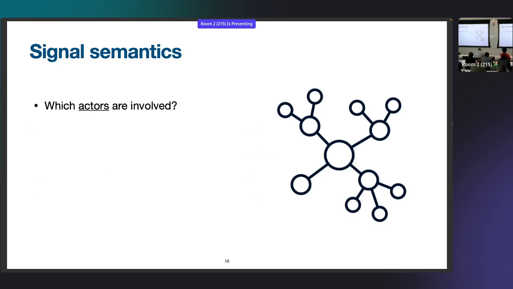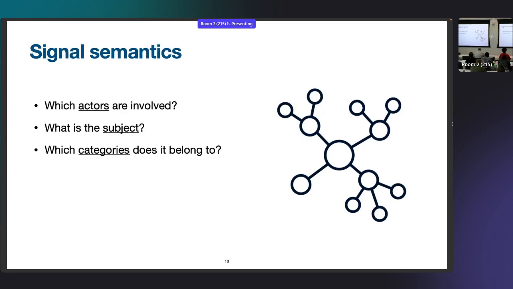Then we get to the second step, where the first step was signal detection, and now we want to extract the knowledge from the signal. The questions that we are going to answer are: which actors are involved? So given a signal, what kind of actors, the entities that are involved in the signal itself. What is the subject of the signal?